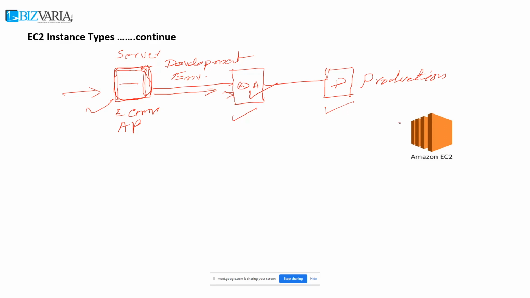Now suppose development takes 1 month to complete this application. So you are paying for only 1 month for this environment. Say testing takes 2 weeks. So you will be paying for 2 weeks. And the production, you want to keep your business running. So you will be paying for the rest of your life unless you stop your business. This is how it works.